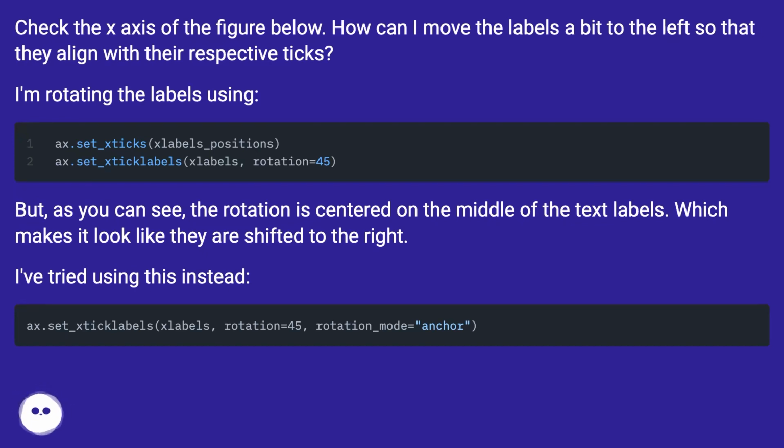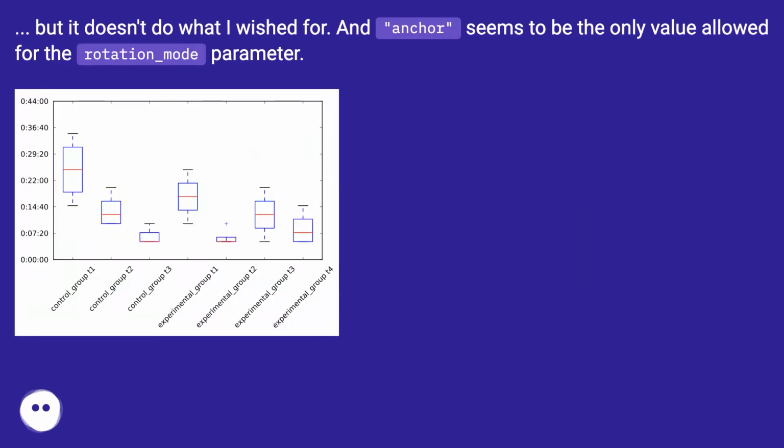But, as you can see, the rotation is centered on the middle of the text labels, which makes it look like they are shifted to the right. I've tried using this instead, but it doesn't do what I wished for. And anchor seems to be the only value allowed for the rotation_mode parameter.